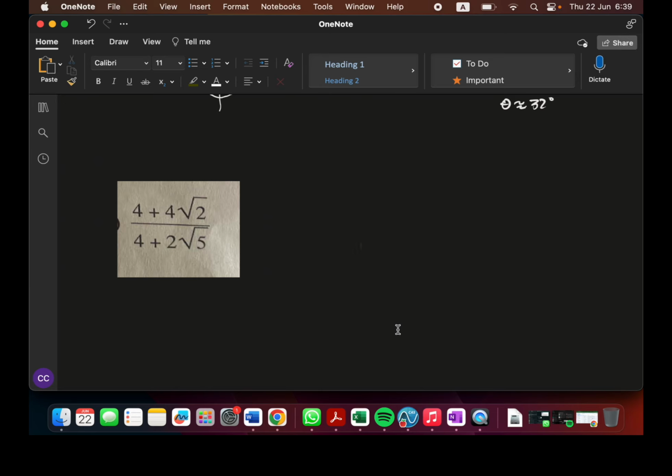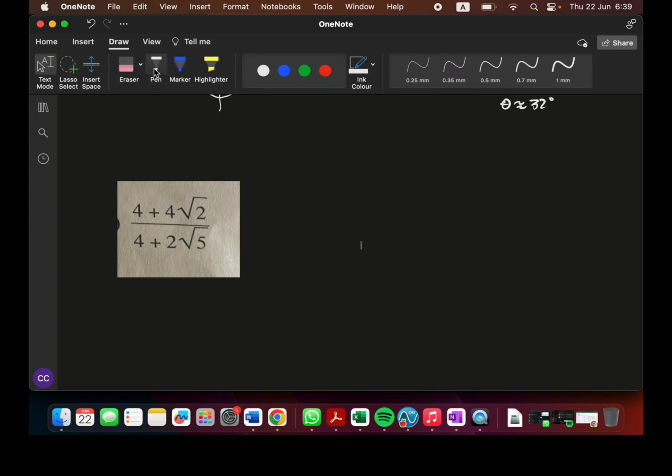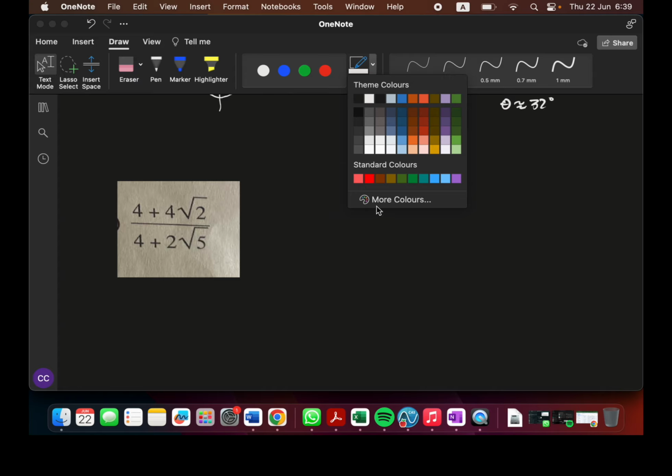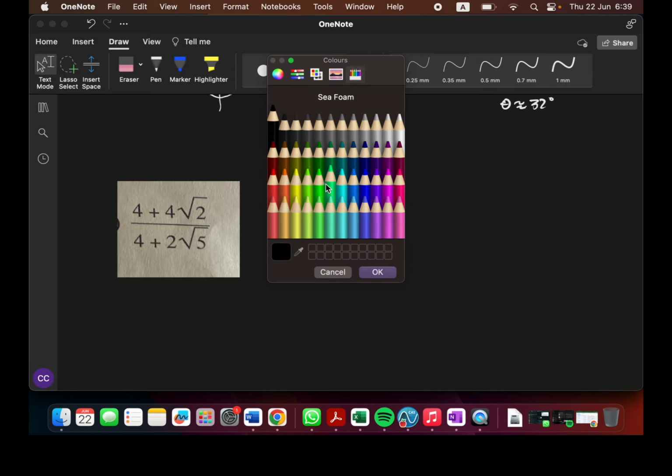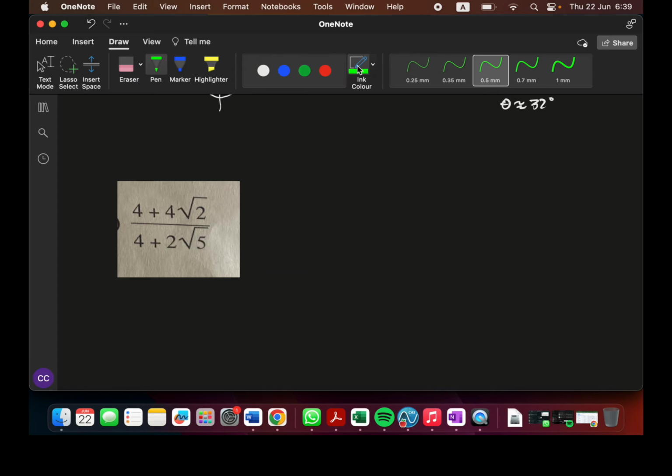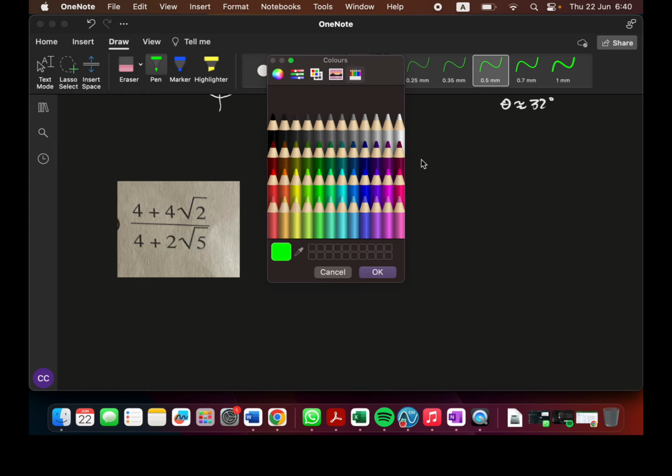Okay, what we have here is a problem that involves radical expressions. Now, the whole trick with simplifying this is that our number one goal is that we hate when there are radicals in the denominator of an expression. So what we need to do is try to get rid of those radicals.